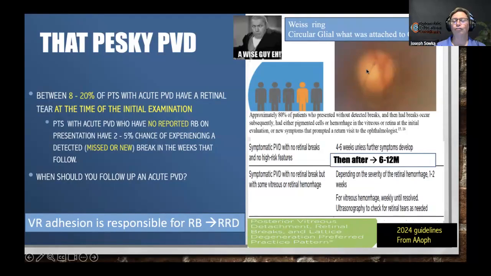Most of these should be fairly hard to find. It's what I call looking for a ghost in a cellophane factory. It should be hard to find. Now, if you see pigment on it, that's not pigment, that's blood. I frequently will get a hemorrhagic PVD where I see blood on it. That is usually blood off the disc capillaries.